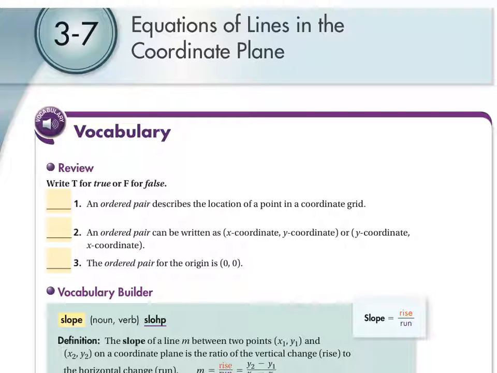Section 3.7, Equations of Lines in the Coordinate Plane. We're going to start with vocabulary. Number 1, an ordered pair describes the location of a point in a coordinate grid. That's true.